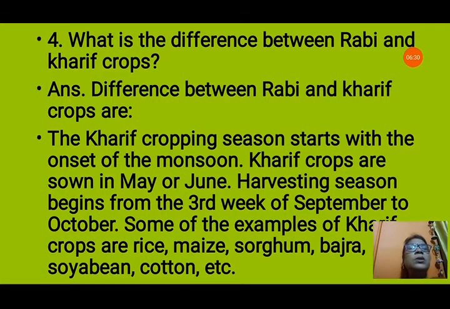The Kharif cropping season starts with the onset of the monsoon. Kharif crops are sown in May or June. Harvesting season begins from the third week of September to October. Some of the examples of kharif crops are rice, maize, sorghum, bajra, soybean, cotton, etc. So kharif crops are summer crops or monsoon crops, you can say.